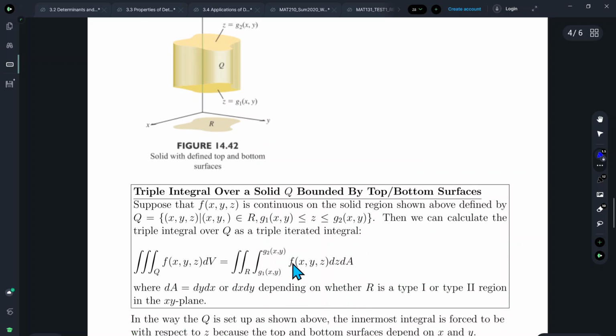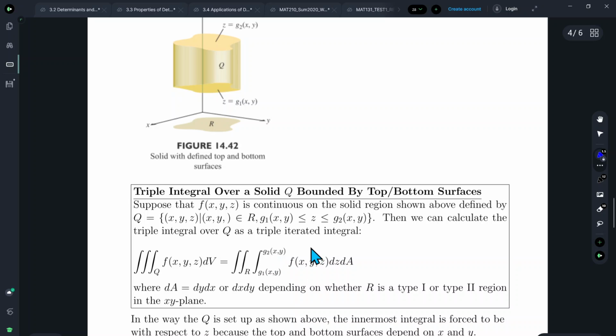Okay, so the way we set up the triple integral: because the top and bottom boundaries are exactly like this, for this triple integral the variable z has to be the innermost integral, right? Because z depends on both x and y. And just like for double integrals, if your upper and lower limits depend on certain variables, then in the integral, those variables have to be integrated later, right? So here this depends on x and y, so the innermost integral has to be with respect to z.